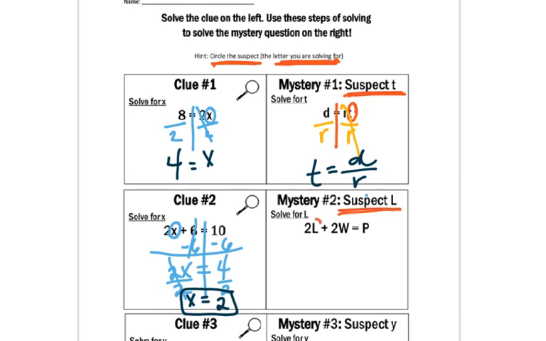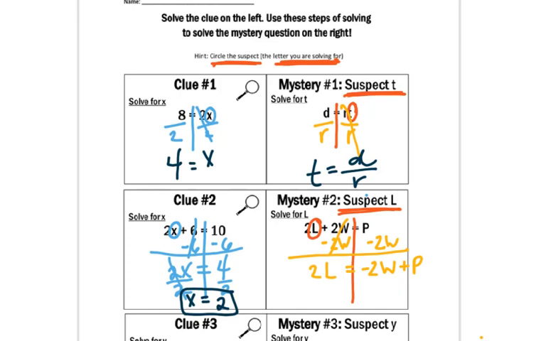We are going to do those same steps on the right, but this time we are solving for L. So I'm going to circle the L. I'm going to draw my border. To get L by itself, we start by moving the piece that is not attached. So there's 2W, so I'm going to subtract this 2W. That leaves me with 2L equals negative 2W plus P.